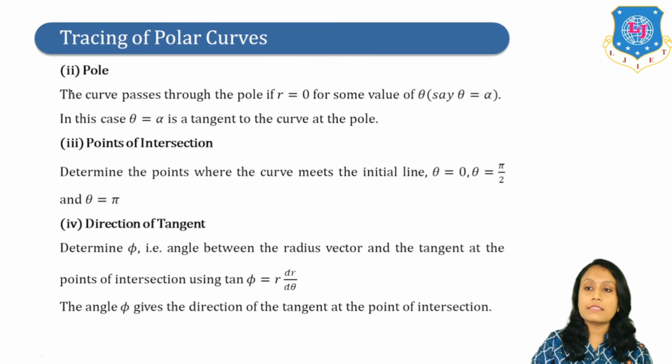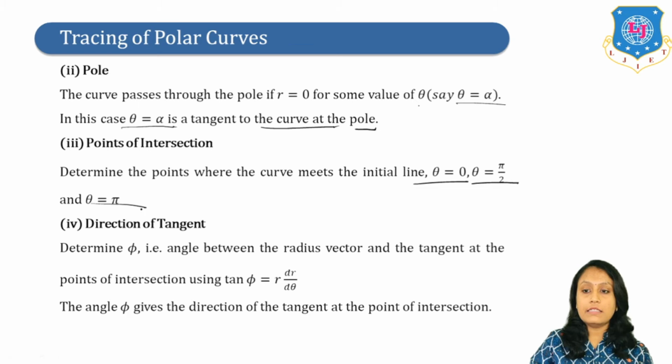Now the second point is the pole. The curve passes through the pole if r is equal to 0 for some values of theta. Let's say theta is equal to alpha. So in this case, theta equals alpha is a tangent to the curve at the pole. Now the next point is points of intersection. We will determine the points of intersection where the curve meets the initial line, theta is equal to pi by 2, and theta is equal to pi. So at these three values of theta we will find the points of intersection.